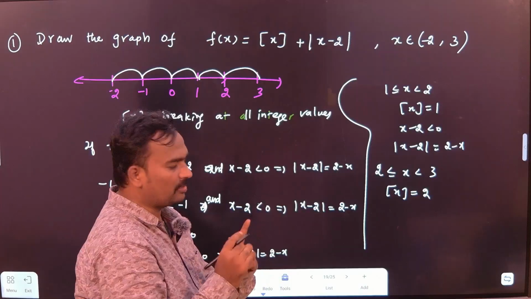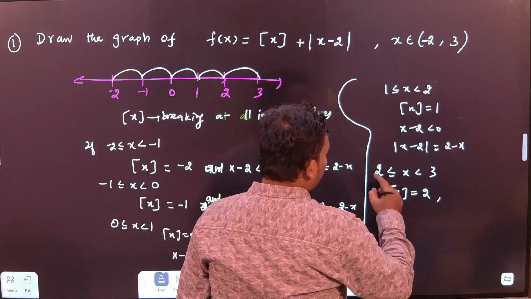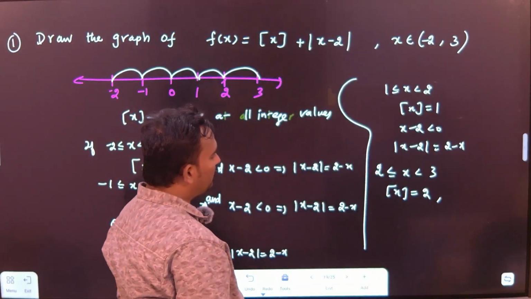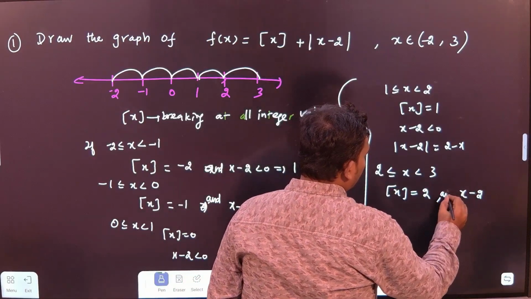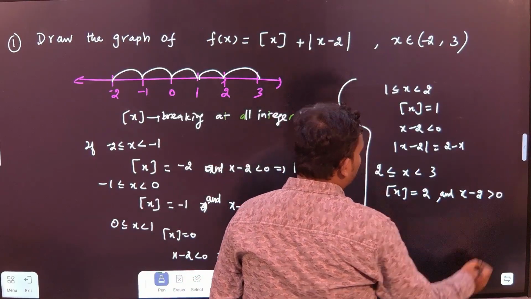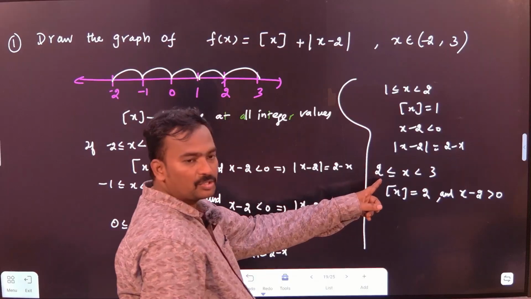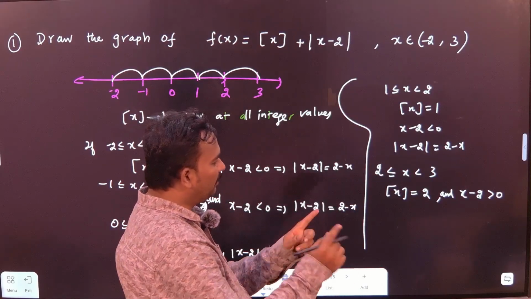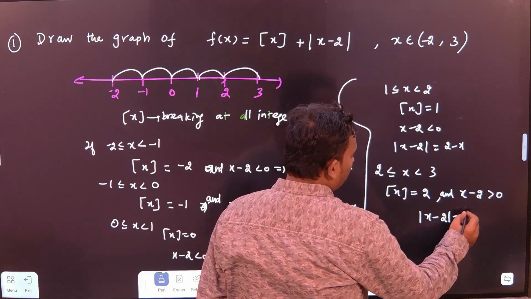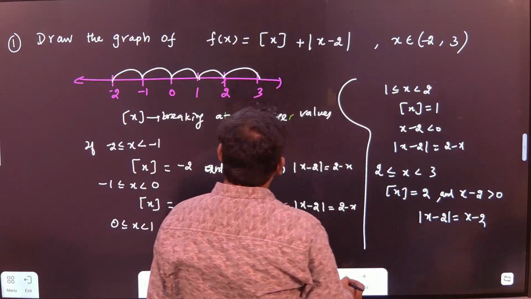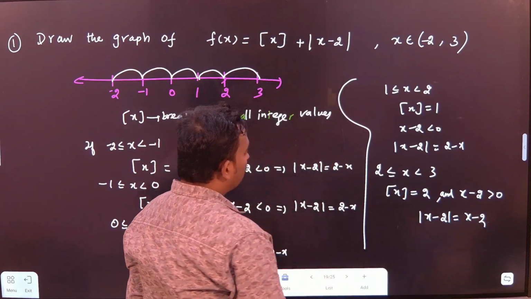When you take 2 to 3, the greatest integer value is 2, right? For 2.5, the greatest integer value is 2. So if you add minus 2, definitely x minus 2 is positive, because 2 minus 2 is 0, 3 minus 2 is 1, positive. So therefore mod x minus 2 here is x minus 2.